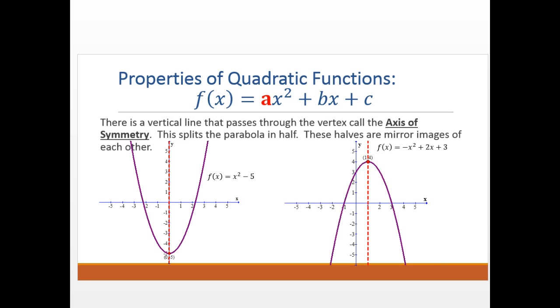And in this case, that point is 1, 4. We have what's called the axis of symmetry, and this is a vertical line which cuts through the vertex, literally splitting the parabola in half to where the two halves are mirror images of themselves. Here's our first example, f of x equals x squared minus 5. Notice in this case, the vertical line is just the y-axis, and the formula for the vertical line is x equals 0. It's the x-coordinate of the vertex.